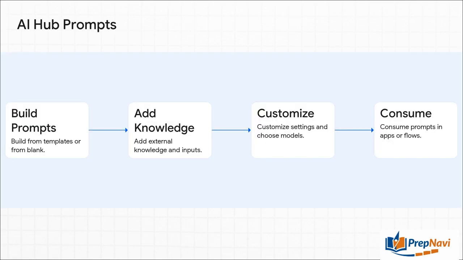Now, alongside those standard cloud flows, this section heavily tests your ability to create prompts and models in the AI Hub. Let's walk through this specific procedure because it's super important. Step 1, you need to know how to build prompts, either jumping off a template or starting entirely from scratch. Step 2 involves injecting external knowledge and specific inputs right into that prompt. Step 3 is where you get to customize your prompt settings and select your models. And finally, Step 4, the real payoff. You must know exactly how to consume these prompts and AI models inside your apps or within your cloud flows.